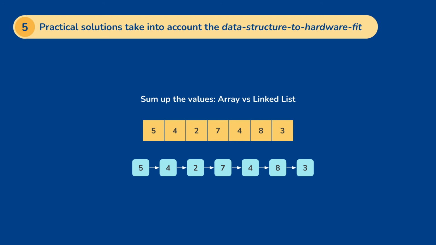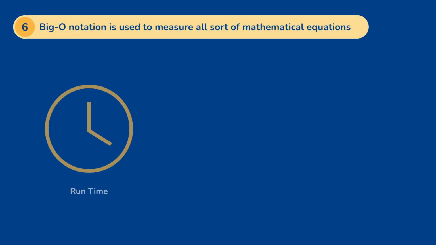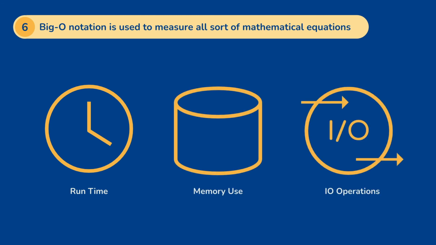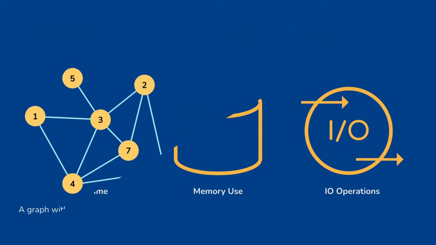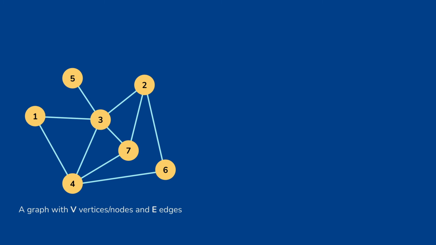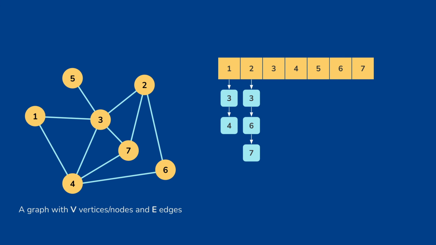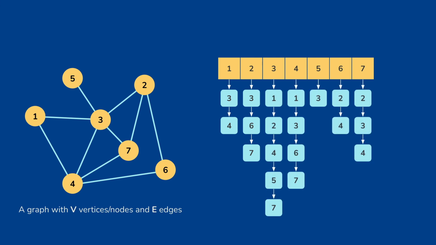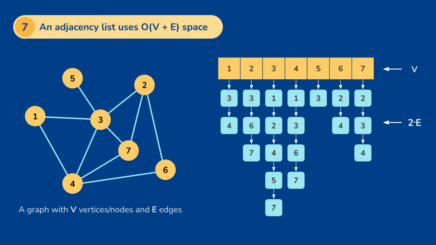So far we've talked a lot about time complexity, but the big O notation can be used to measure all sorts of mathematical equations, including the amount of memory used by a program or the number of input-output operations performed. In this example, we look at the adjacency list of a graph. The principle is simple. For every node in your graph, store a list of all the neighboring nodes. The amount of space used is linear in the number of nodes and edges, so we can say that the adjacency list uses big O v plus e space, where v is the number of nodes and e is the number of edges.